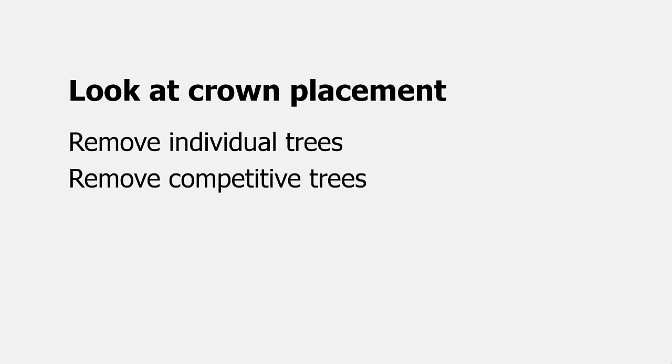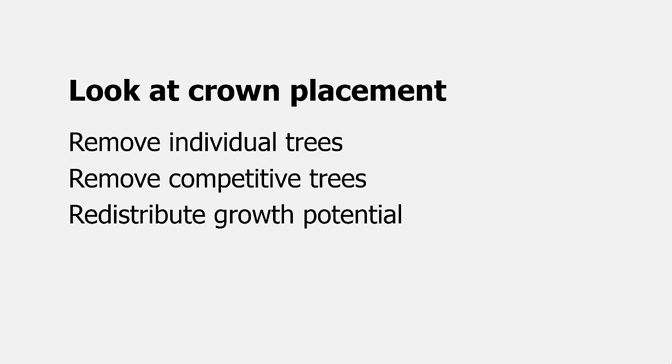Make weeding and thinning decisions in a forest stand by first looking at crown placement. Then, like weeding and thinning individual plants in a garden patch, thin a timber stand by removing individual trees, usually by cutting. Cutting in a stand should remove competitive trees, which increases light to residual trees, and in that process redistributes growth potential.